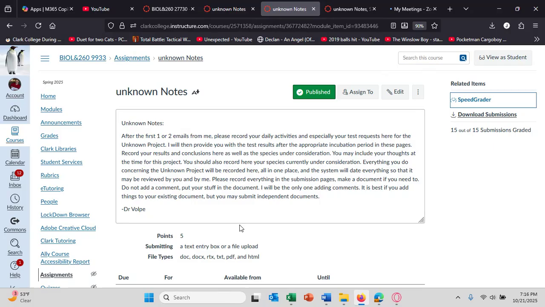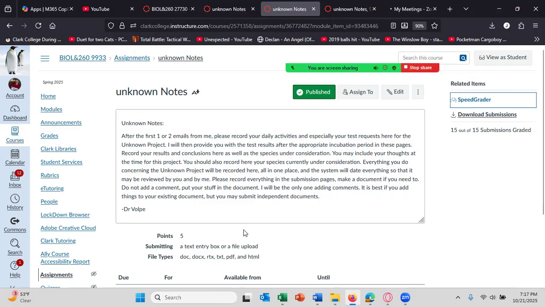So you should have both the results and your conclusion in the unknown notes pages. If you only put one, you'll get a penalty because you're supposed to have two. And you should differentiate between your observation and the interpretation of that observation. The interpretation is your conclusion, your observation is the results. Any question about your unknown notes pages?